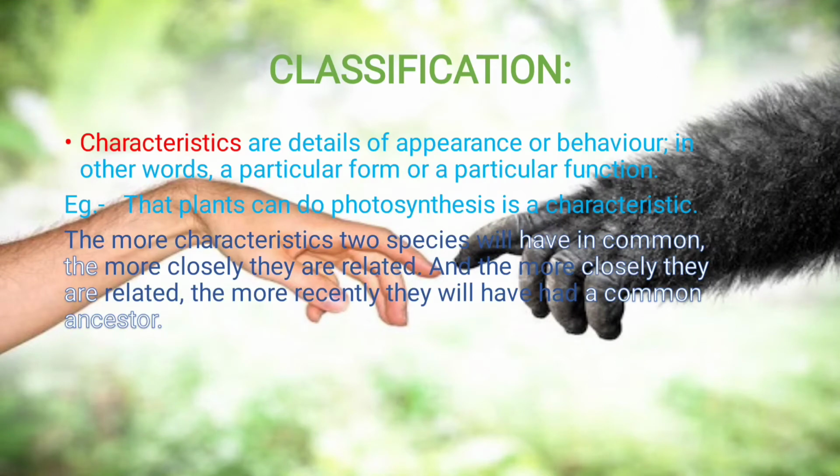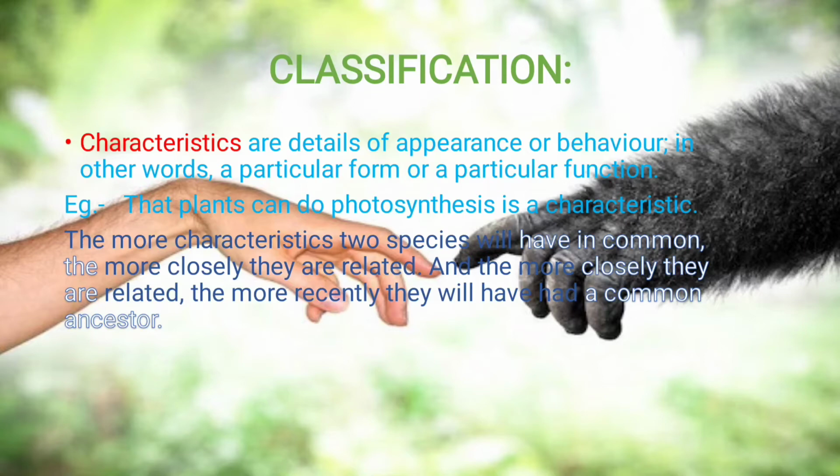What is a characteristic? Characteristics are details of appearance or behavior. A characteristic is a particular form or a particular function. In other words, it is just an appearance or a behavior. For example, plants appear green, and the function or characteristic of a plant is to do photosynthesis.